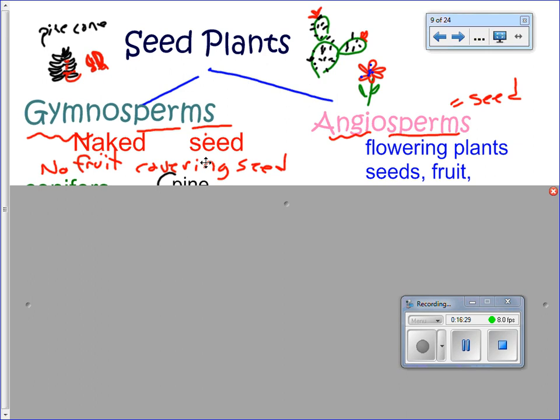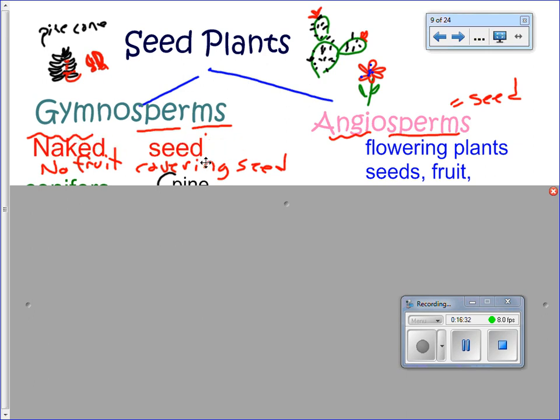Okay, so the gymnosperms, naked seeds. The reason they are called naked seeds is because they are seeds without a fruit covering them. So in a minute we'll talk about the angiosperms. There's a fruit surrounding the seed. The gymnosperms do not have a fruit.